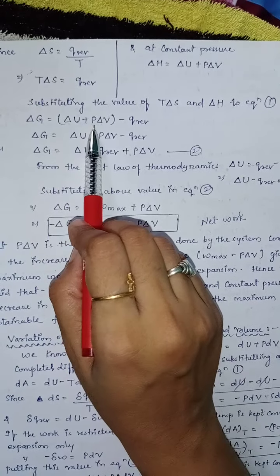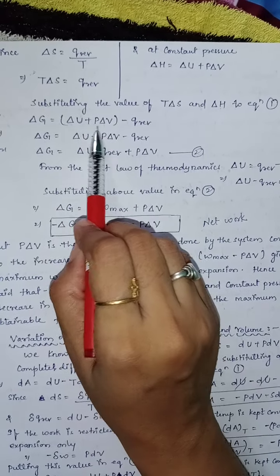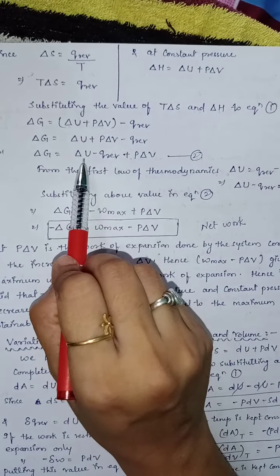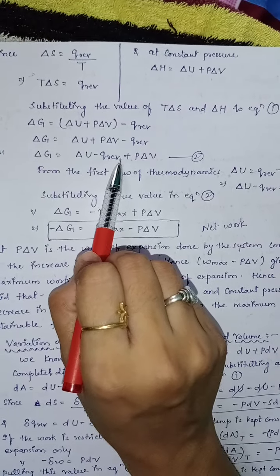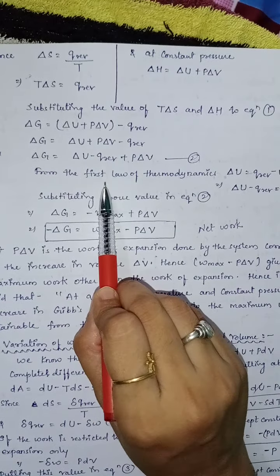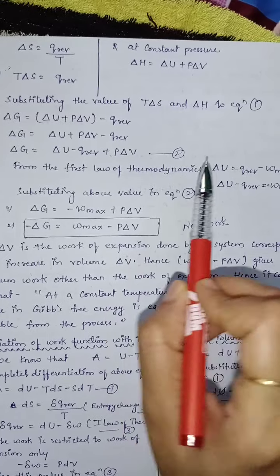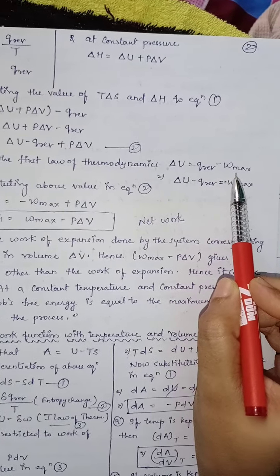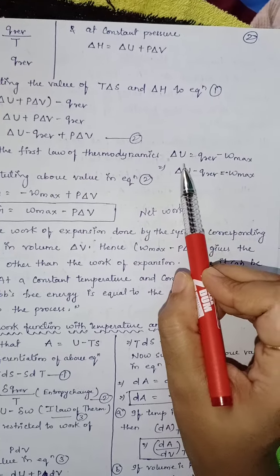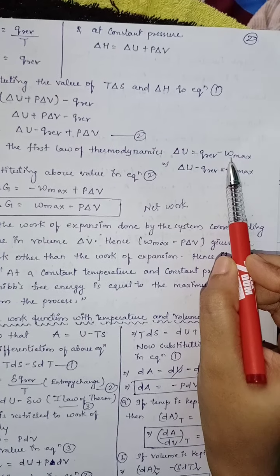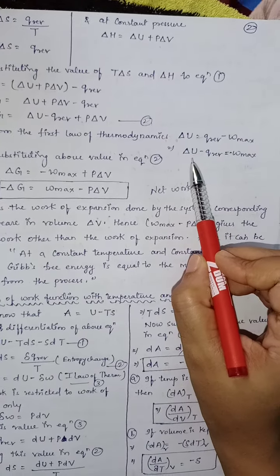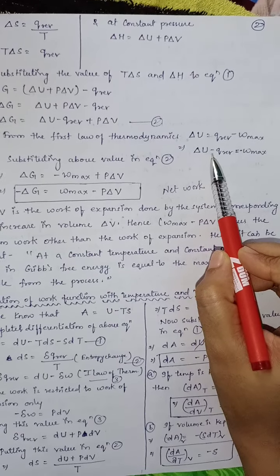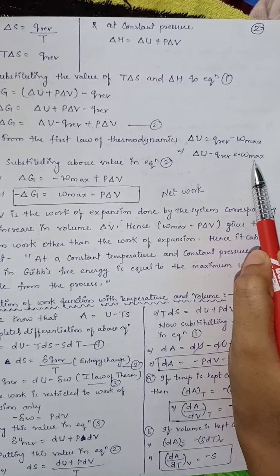Now you have to solve this bracket, and after solving it out, you will get this equation. Now, from the very famous first law of thermodynamics, you know that del U equals Q reversible minus W max. So we will rearrange this equation, and after rearrangement we will get del U minus Q reversible equals W max.